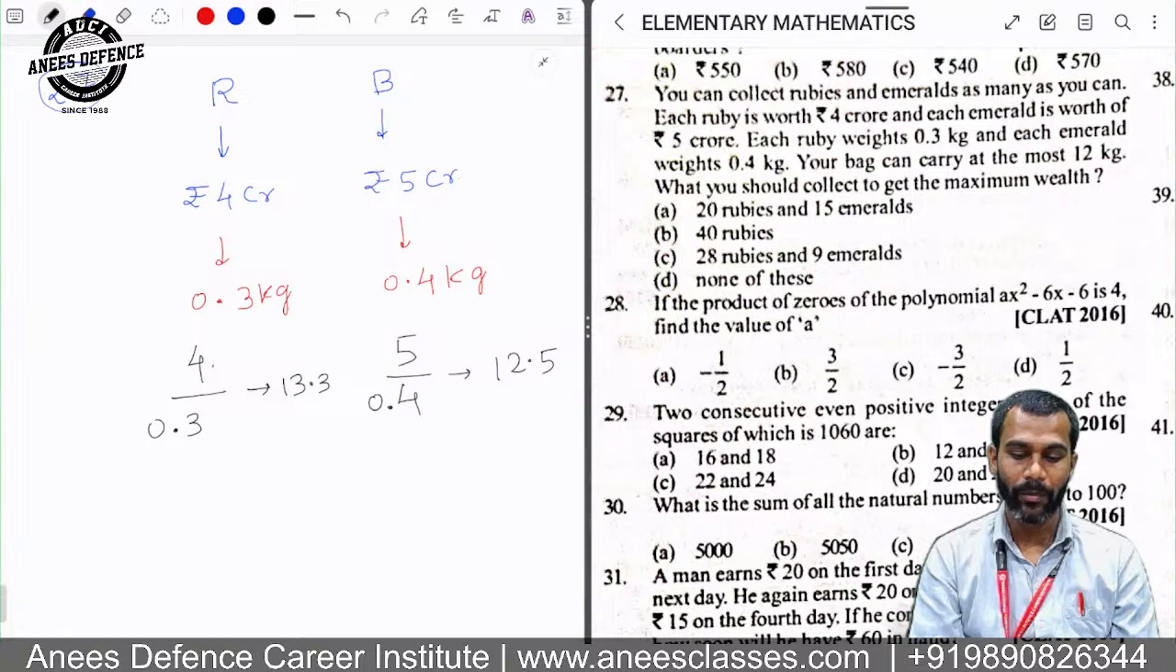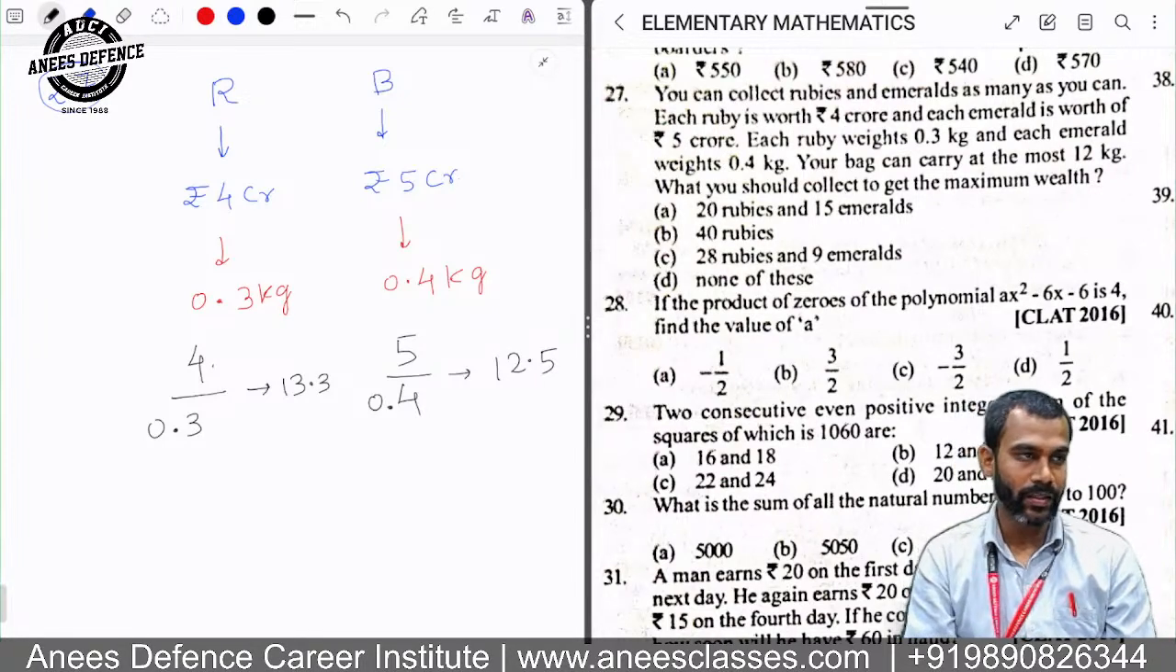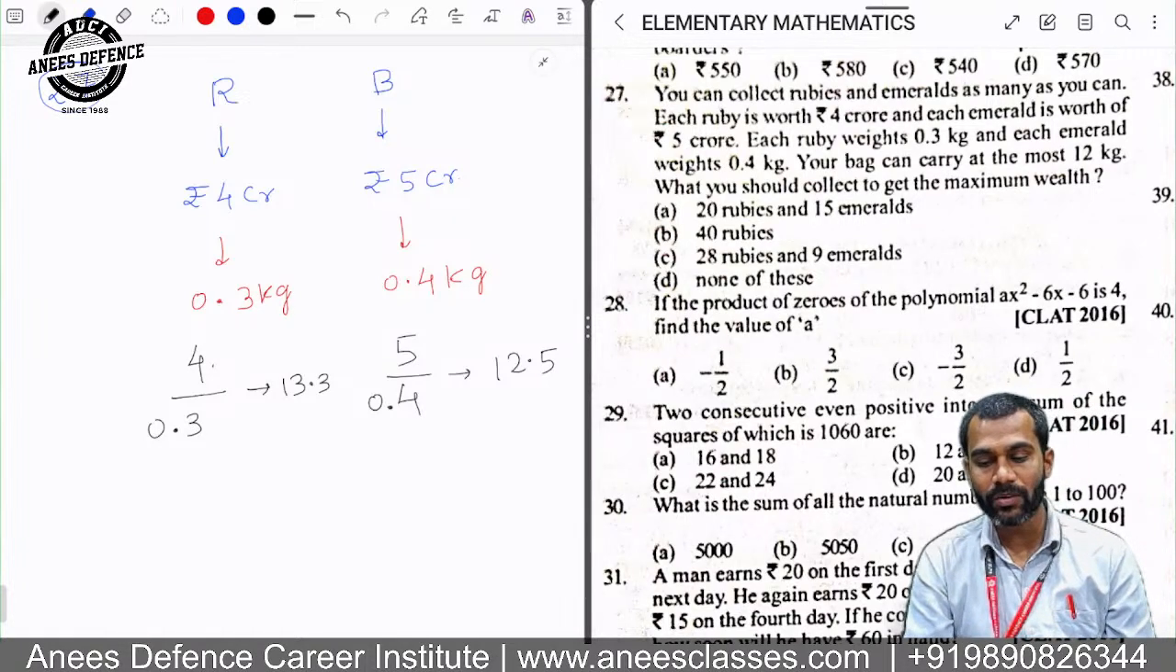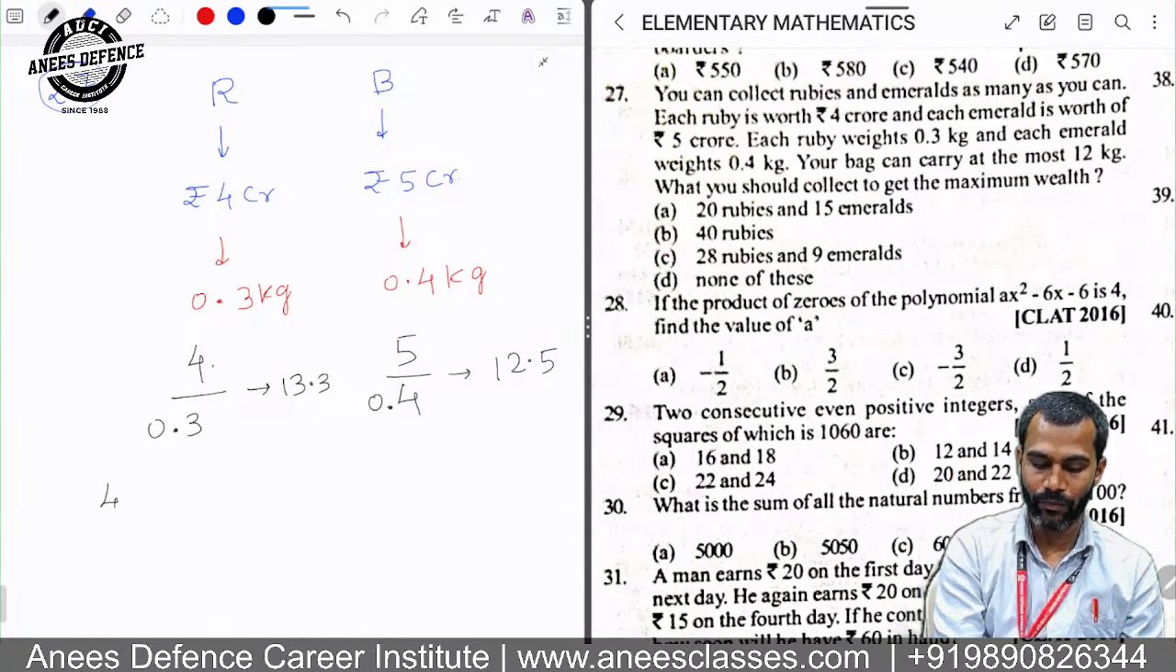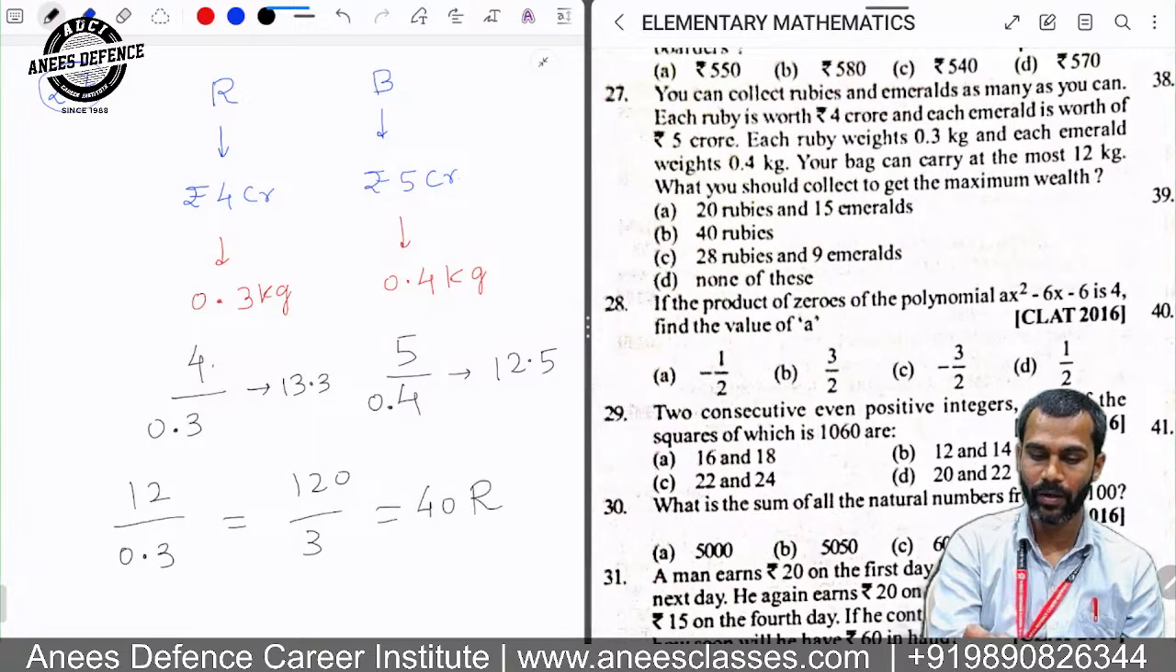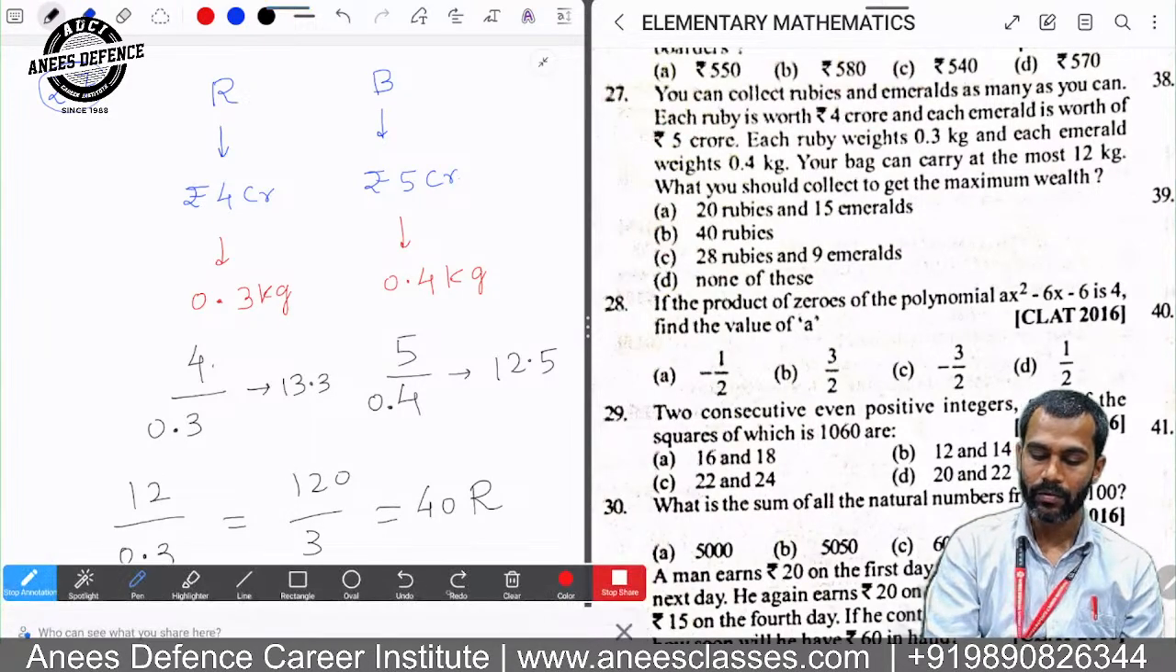Yes or no? Now tell me, how many rubies we have to carry for that? Very easy. The permissible weight is 12 kg. So how many rubies we can carry? One ruby is of how many kg? 0.3 kg. So the number of rubies would be 12 divided by 0.3, that is equal to 120 divided by 3, that is 40. So 40 rubies we have to carry in order to get the maximum wealth.